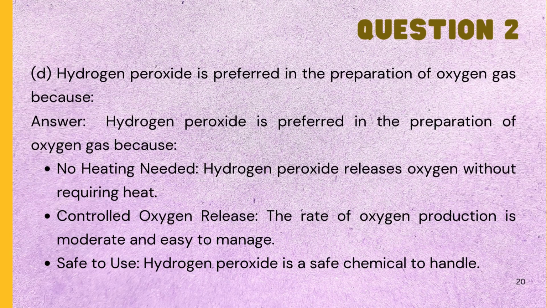Answer: hydrogen peroxide is preferred in the preparation of oxygen gas because no heating is needed. Hydrogen peroxide releases oxygen without requiring heat. Controlled oxygen release. The rate of oxygen production is moderate and easy to manage. Safe to use. Hydrogen peroxide is a safe chemical to handle.